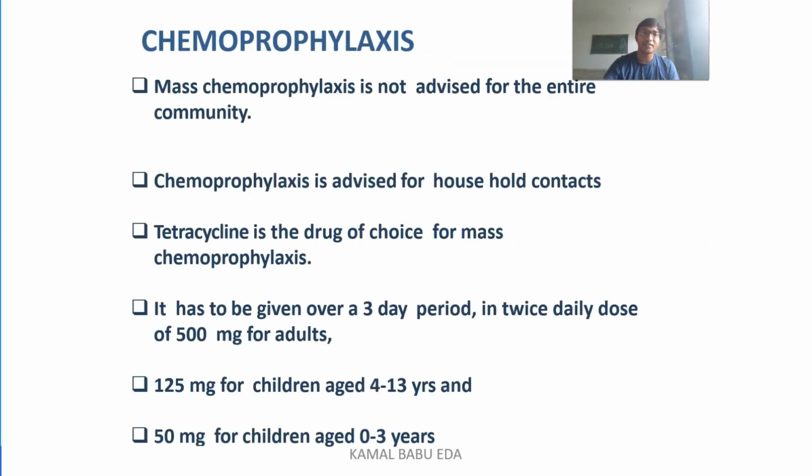Chemoprophylaxis means mass chemoprophylaxis is not advised for the entire community. Chemoprophylaxis is mainly meant for the household context, meaning the persons who have been exposed to the patient, and tetracycline is the drug of choice for chemoprophylaxis. It is given over a 3-day period twice daily, that is 500 mg for adults, 125 mg for children aged 4 to 13 years, and 50 mg for children aged 0 to 3 years. This is the chemoprophylaxis for the disease cholera.